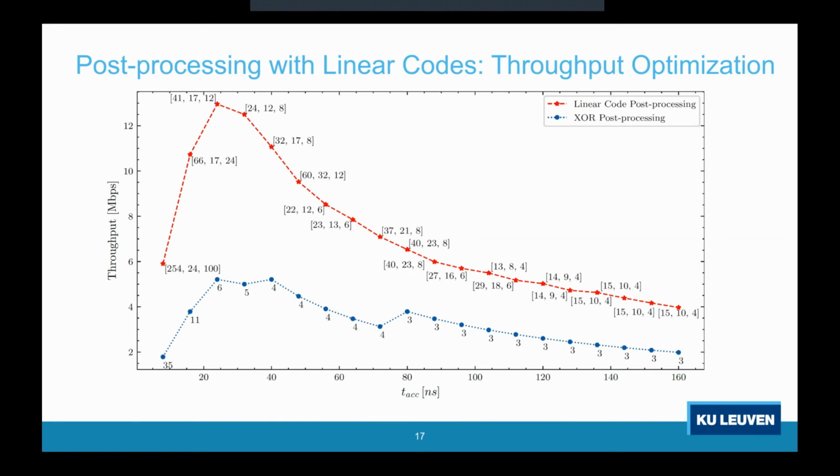Now, to demonstrate the advantage of the linear code generator matrix post-processing, we also show here the throughput that can be achieved with n-stage XOR post-processing. In n-stage XOR post-processing, the post-processed bit is the parity of the sum of n consecutive non-overlapping random bits. Then for each value of the accumulation time, we first calculated the minimum number of stages needed so that the mean entropy of the post-processed bit is higher than 0.999, and then the corresponding throughput.